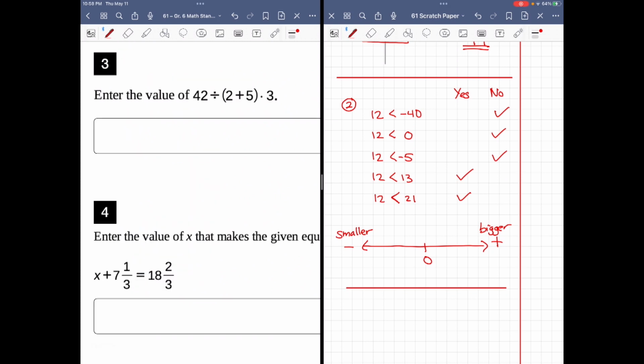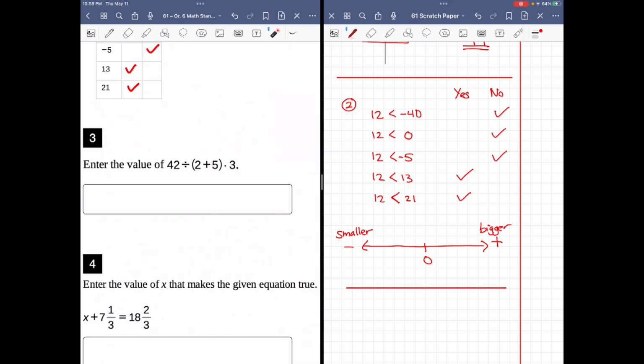Here is problem number 3. Enter the value of 42 divided by the quantity 2 plus 5 times 3. And remember, we need to follow the order of operations. So on your paper, write down PEMDAS, parentheses, exponents, multiplication and division in order from left to right, whichever comes first. And then finally, addition and subtraction in order from left to right, whatever comes first.